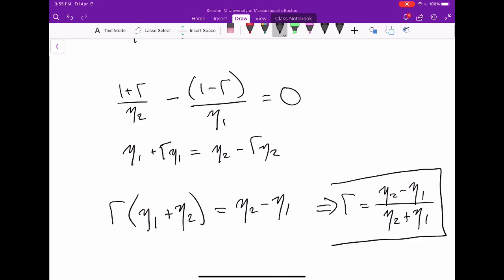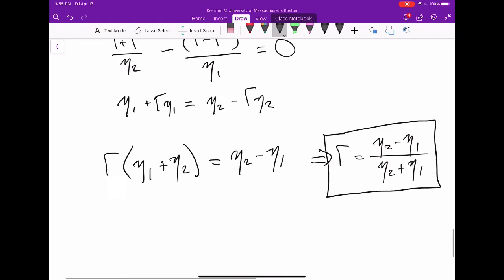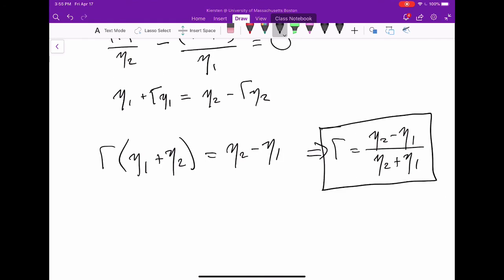There's our reflection coefficient. If you remember, the reflection coefficient for transmission lines is the load impedance minus the characteristic impedance divided by the load impedance plus the characteristic impedance. I suddenly can't write a Z. It's Friday. There we go.